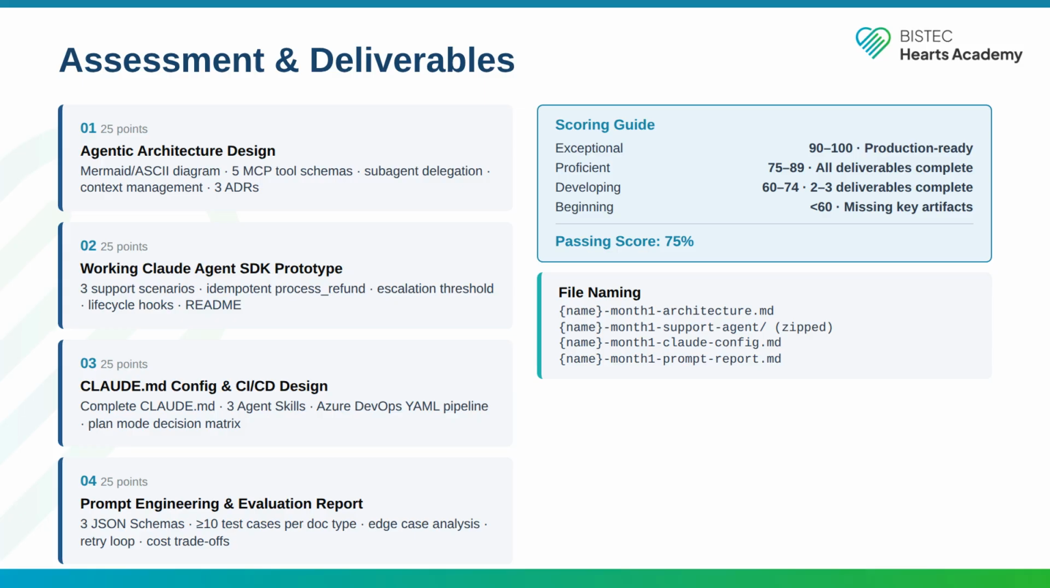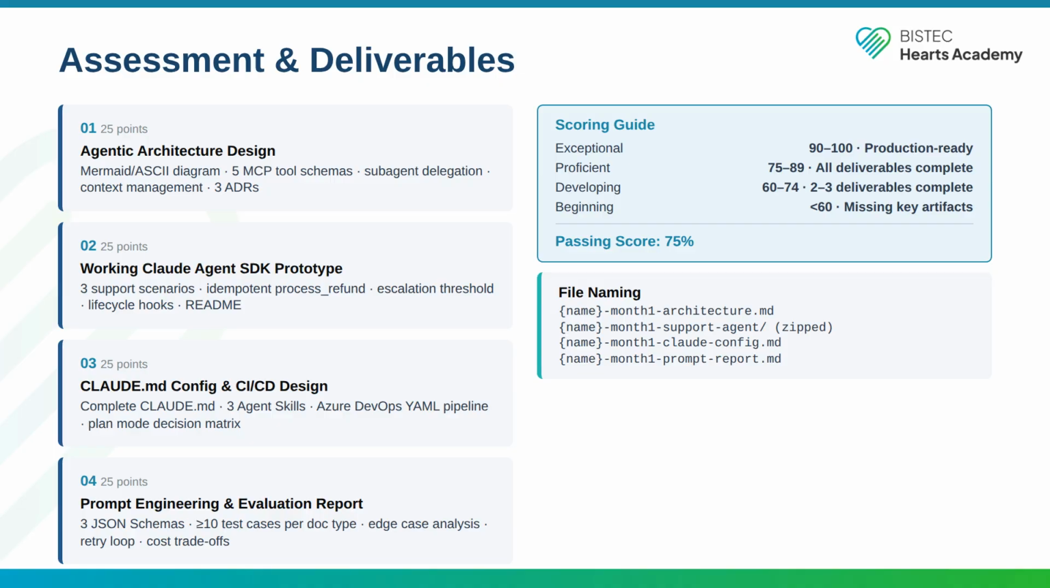The second deliverable is the working Agent SDK prototype. This is running code. The agent must handle 3 support scenarios end-to-end: refund request, account balance query, and fraud dispute. The process refund idempotency must be demonstrable with a test that calls the tool twice with the same key and shows the second call is a no-op. Escalation logic must trigger correctly for amounts above LKR 500,000. Lifecycle hooks must log true start and end with timestamps. The README must include setup steps and a sample interaction transcript.